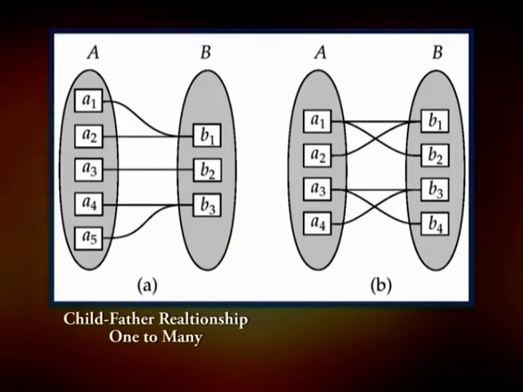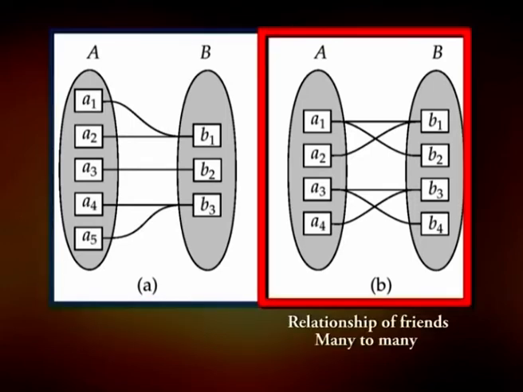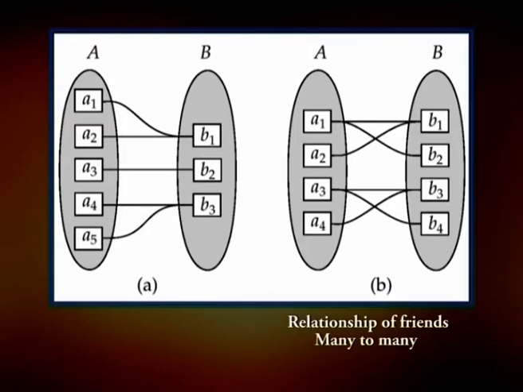Look at the figure. Figure A shows the child and father relationship, which is many to 1, as many children can have the same father, whereas figure B shows the relationship of friends, which is many to many.